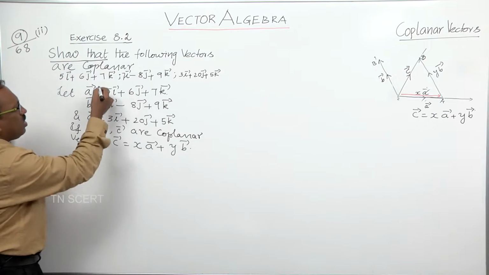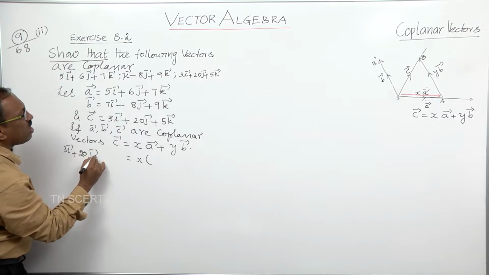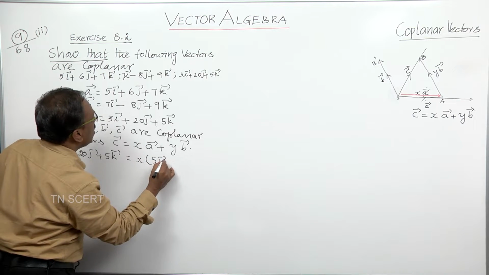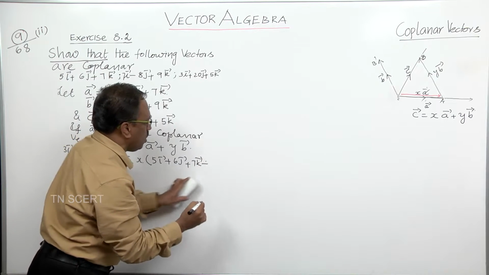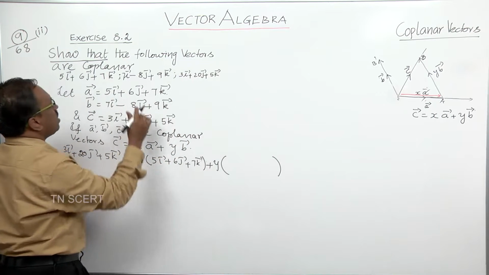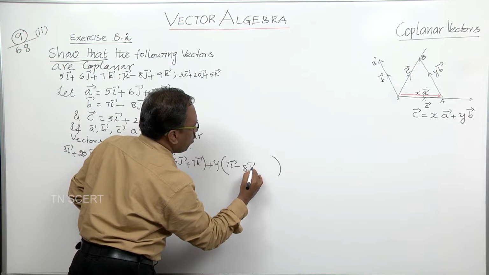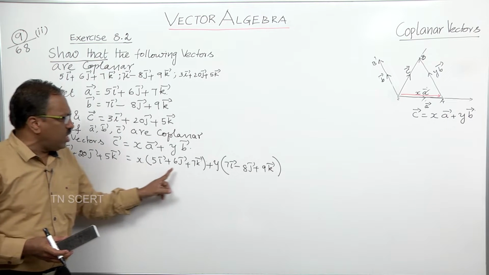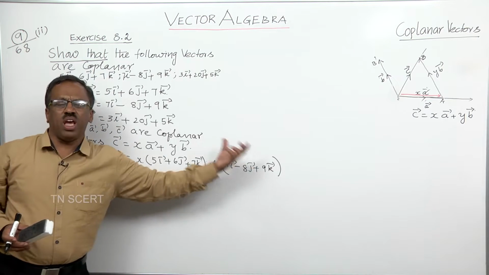Now, let us take, just write 3I vector plus 20J vector plus 5K vector, and A as 5I vector plus 6J vector plus 7K vector. This is X into A plus Y into B. So, the B is 7I minus 8J plus 9K. Remember that. So, C vector is equal to X into A vector plus Y into B vector. The same way I have represented, I have taken.